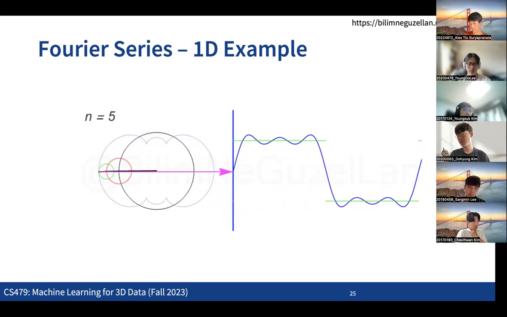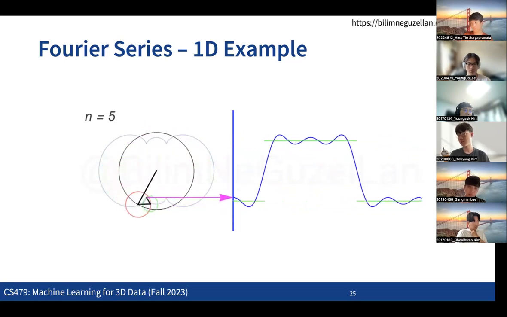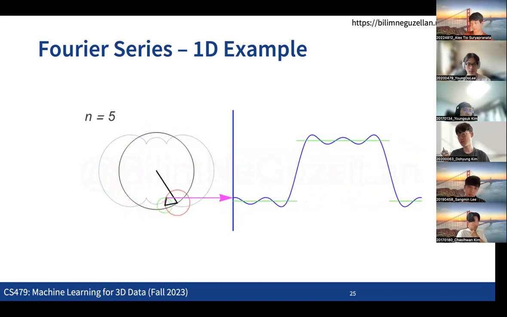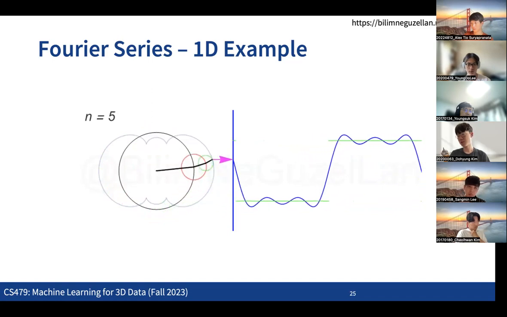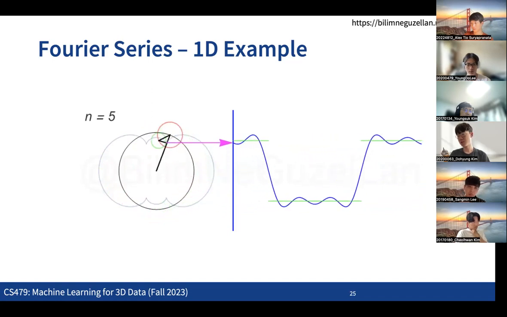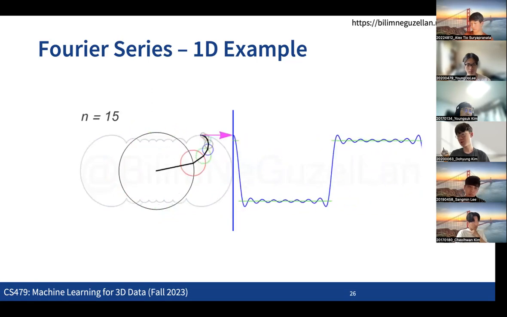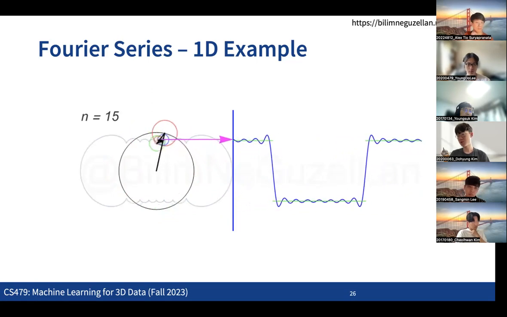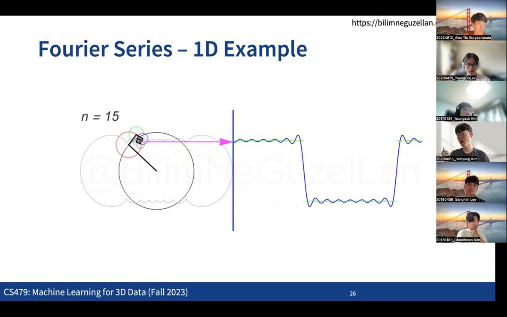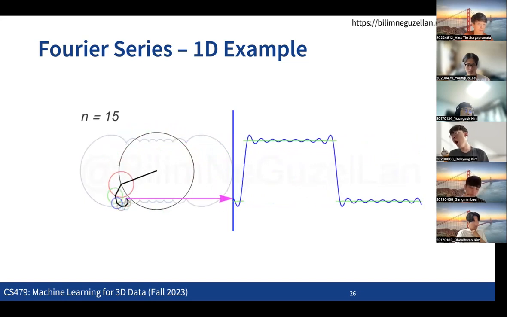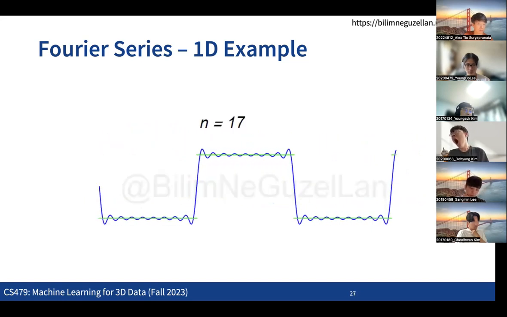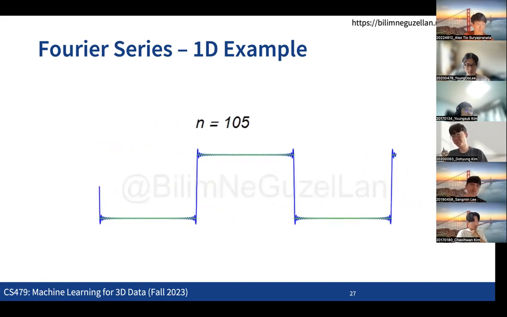So these are the cases where we are reconstructing the given function with a combination of 5 basis functions. And as we have more basis functions like this, you can see that we get a better approximation. Makes sense? So as we increase the number of basis functions, even for this kind of non-smooth function, like this square function, we can get quite good approximation results.